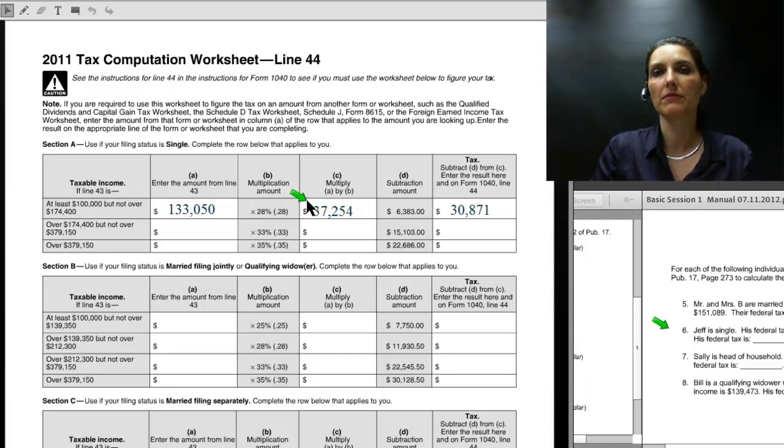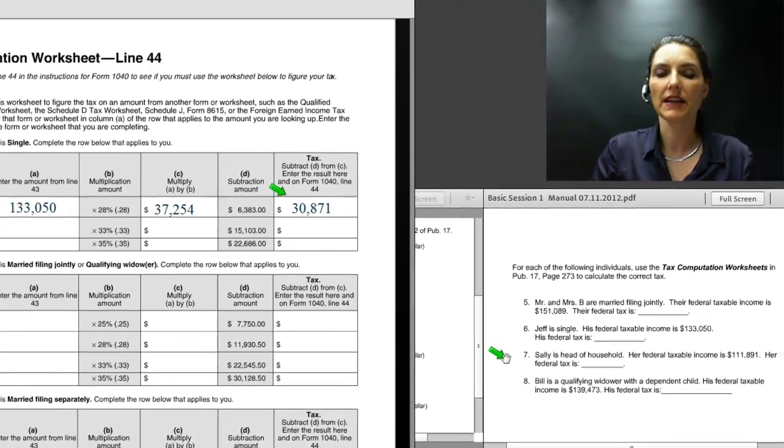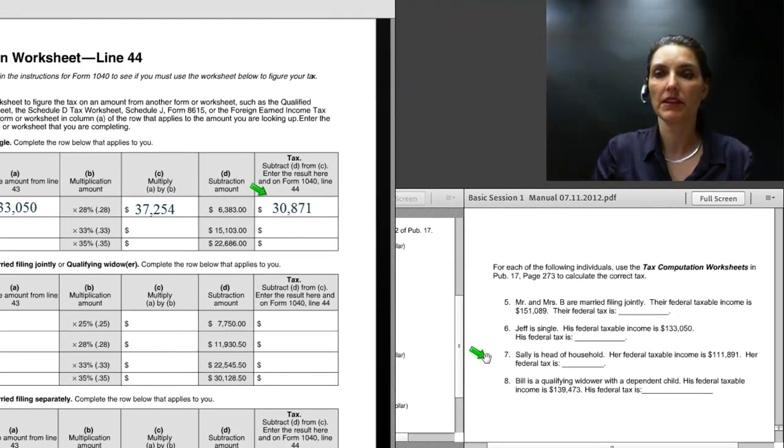The next problem in line, Sally is head of household. Her federal taxable income is $111,891. Her federal tax is blank. So we move over to the head of household portion of the worksheet. In the head of household column, we're going to begin by entering her taxable income in the appropriate column. So we enter $111,891 in column A.